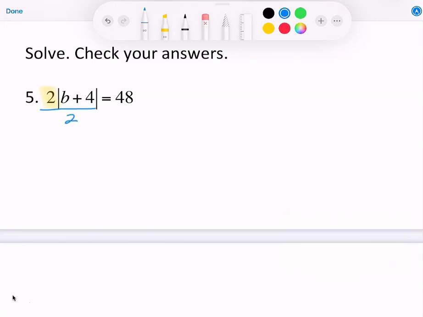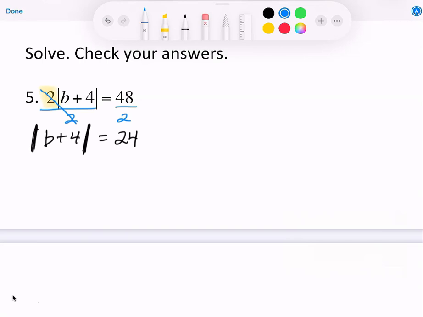Divide by 2, divide by 2. And that divides those 2's out, and we're left with, on the left, b plus 4 in absolute value bars equals 48 divided by 2 is 24. Okay, so that was step 1. We have isolated the absolute value bars.